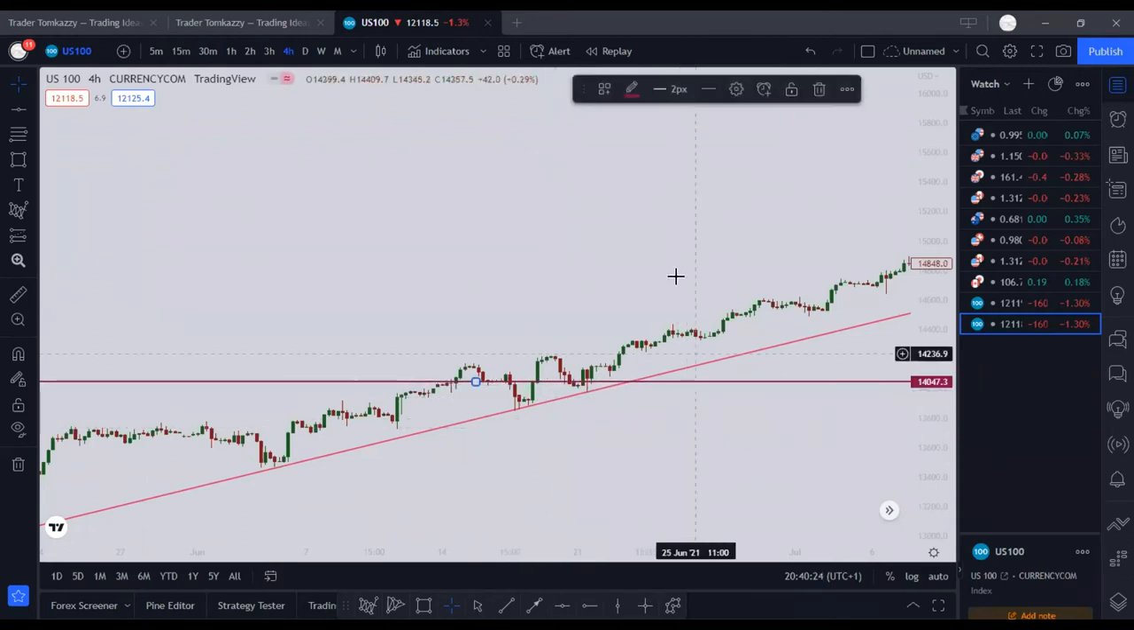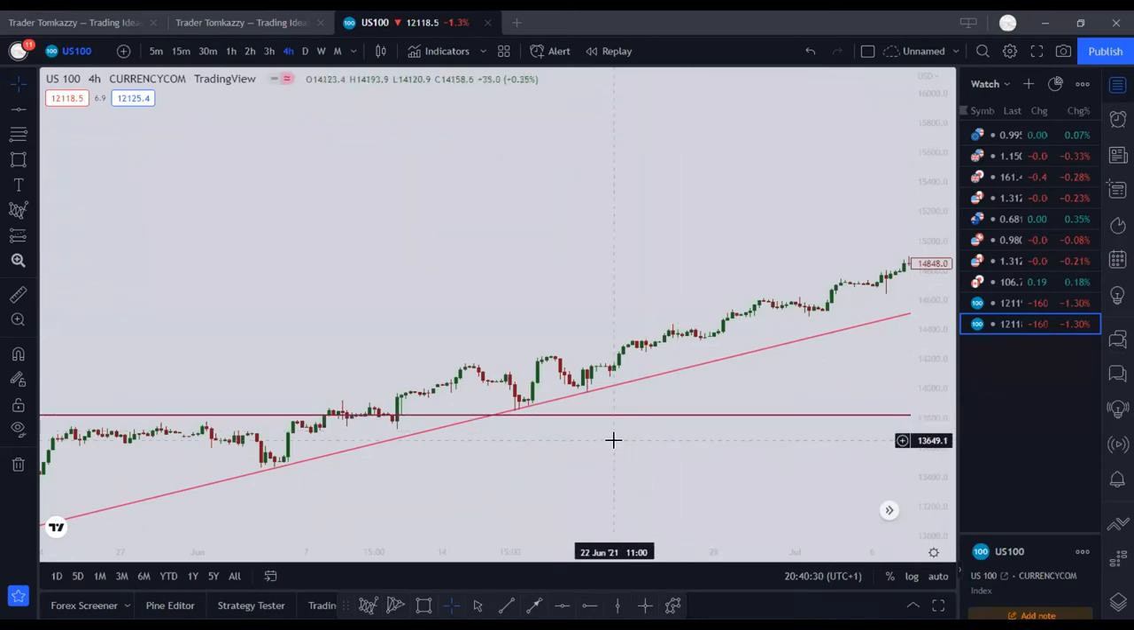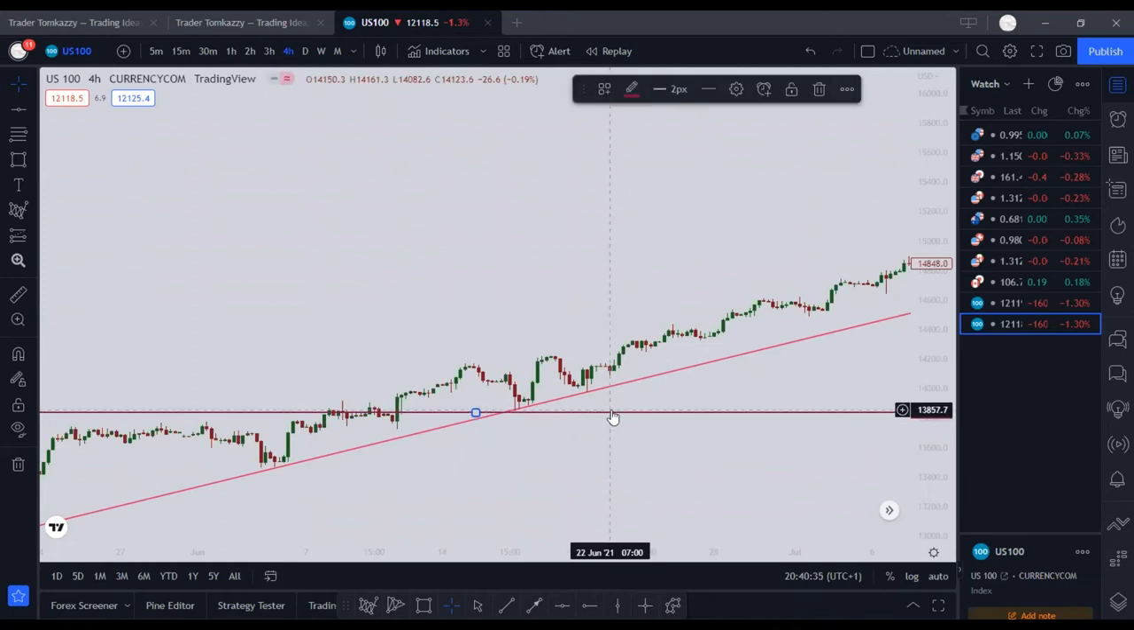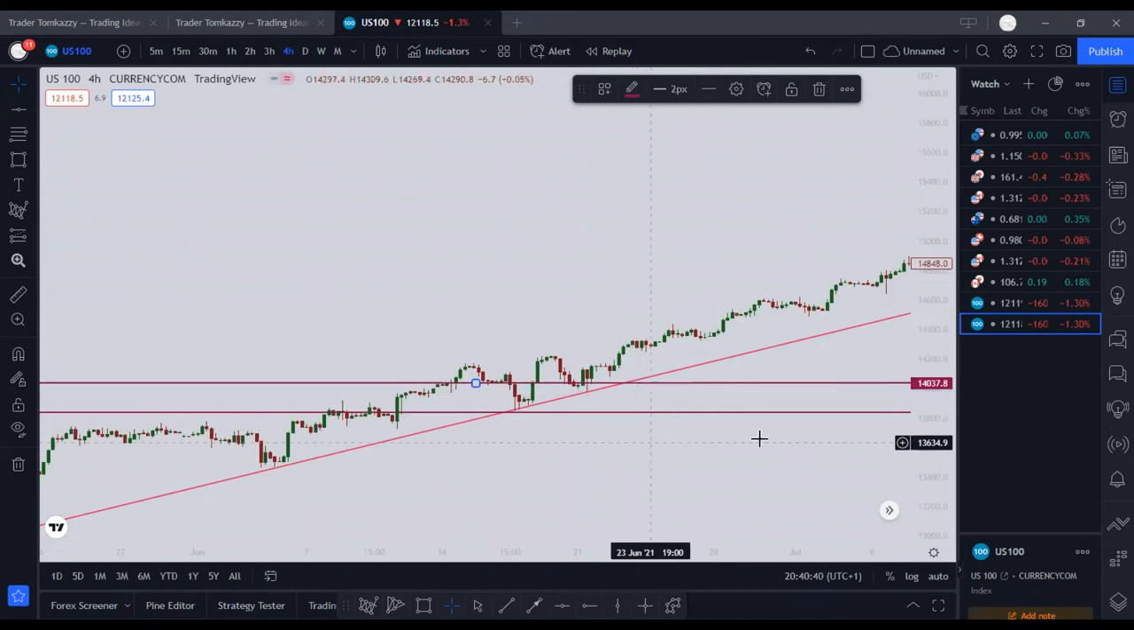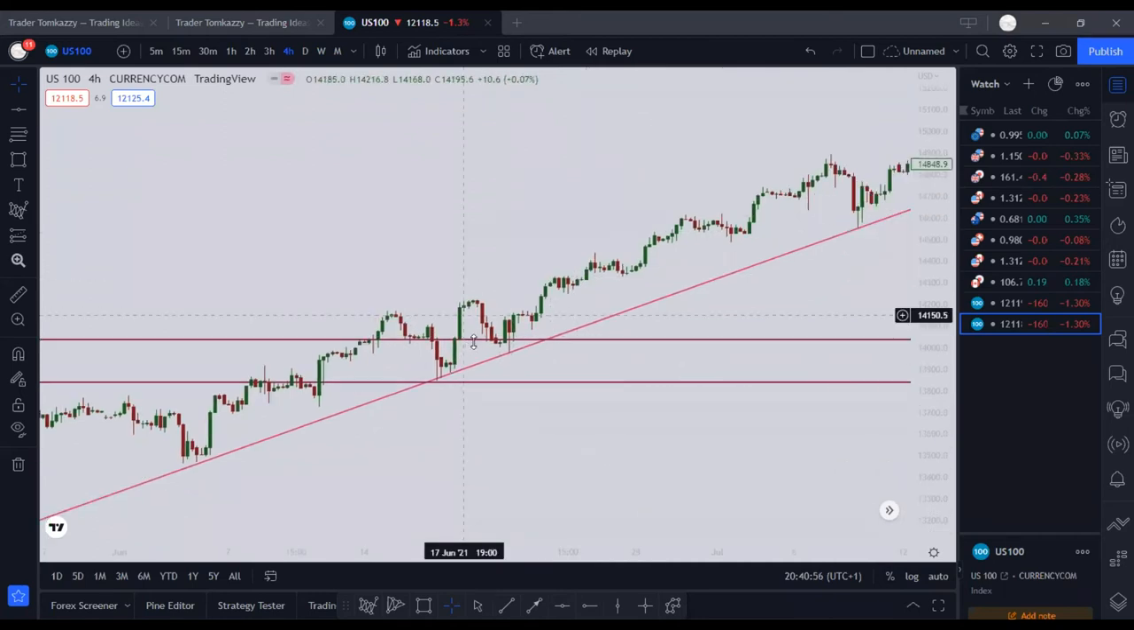Because this pair is a bullish market, you can even leave it. Your stop loss is below the trend line here. You enter here if you want to be an aggressive trader. But if you want to be a conservative trader, you can wait for a retest, because anytime you have an engulfing, the market normally retraces to half or even 100% of it before going up. That's exactly what's happening here.